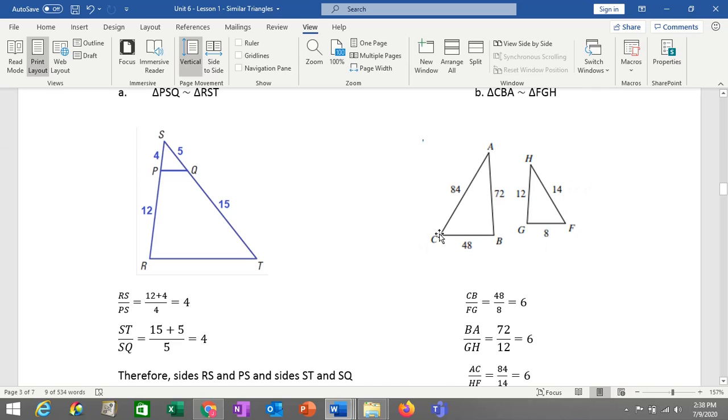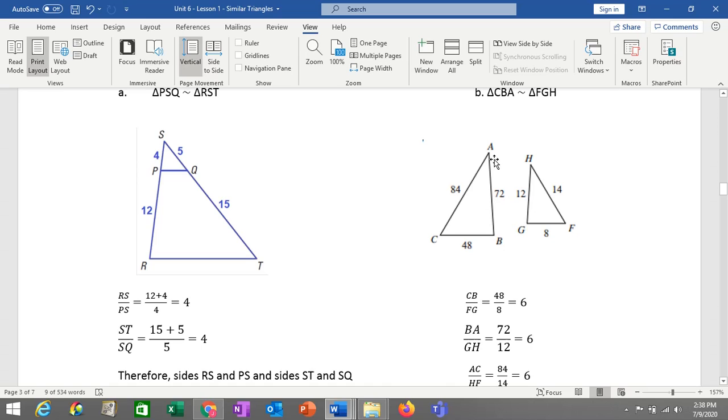Okay, so we have three sides for each triangle, so we're going to use the side, side, side case. We have CB, which goes along with FG. So CB is 48, FG is 8. We get the ratio there, and that's 6. So if you blow side FG up by a factor of 6, you get side CB. Let's see if that applies to the other sides.